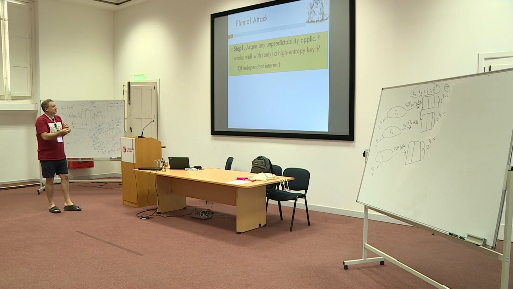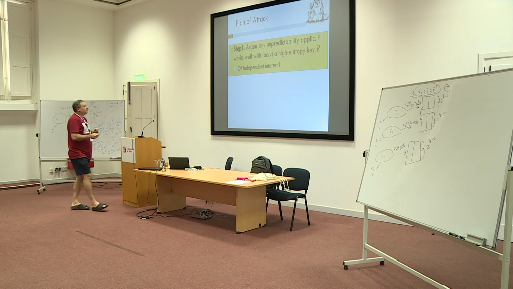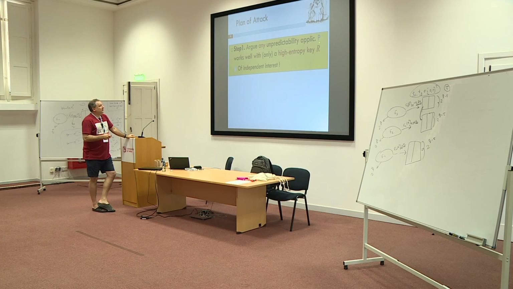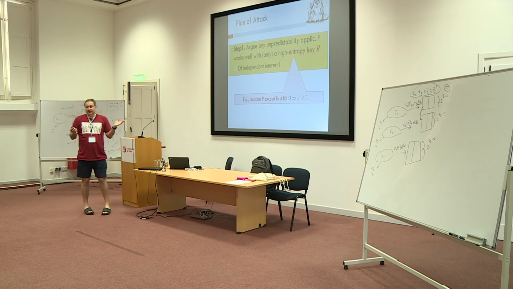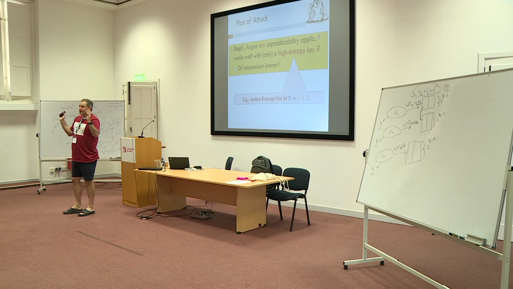The plan of attack is the following. To design those unpredictability extractors, we do it in two steps. The first step is a generic observation of independent interest. It says that for any unpredictability application, those applications already work pretty well if the key has almost full entropy. For example, let's say I'm using a key for a MAC or a signature scheme. Normally, for CBC-MAC or something like that, I'm supposed to pick 128 bits uniformly at random. Let's say I fix the first bit to 0 and the other 127 bits are uniformly random.